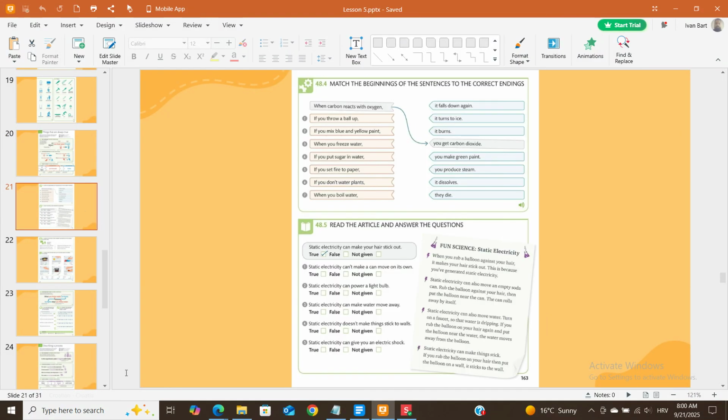48.4 Match the beginnings of the sentences to the correct endings. When carbon reacts with oxygen. If you throw a ball up. If you mix blue and yellow paint. When you freeze water. If you put sugar in water. If you set fire to paper. If you don't water plants. It falls down again. It turns to ice. It burns. You get carbon dioxide. You make green paint. You produce steam.